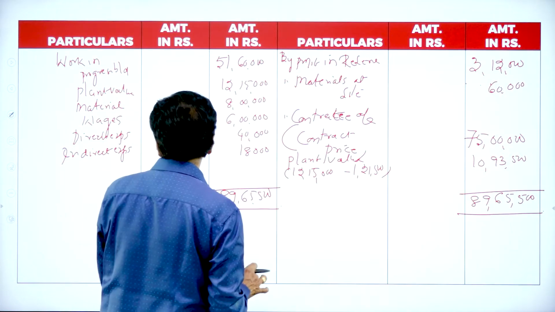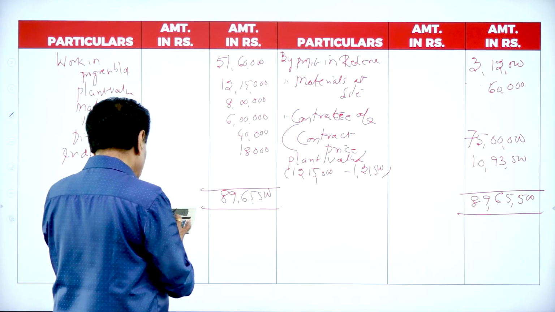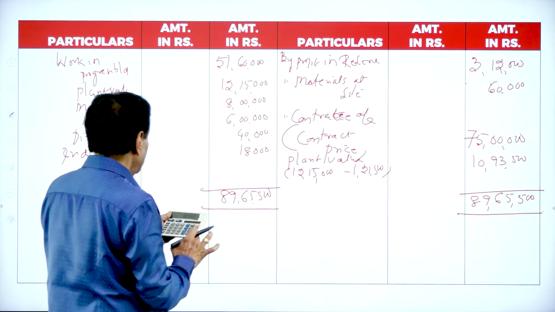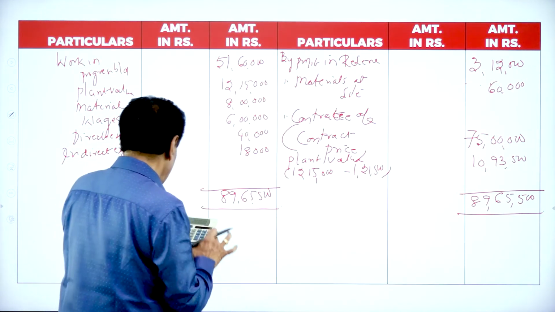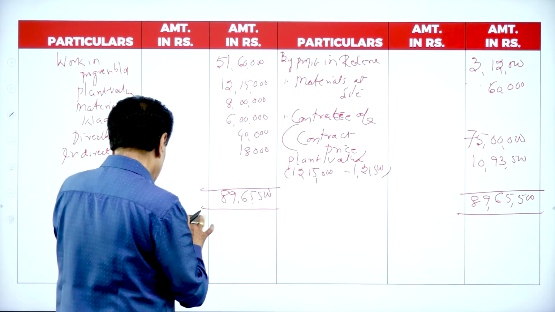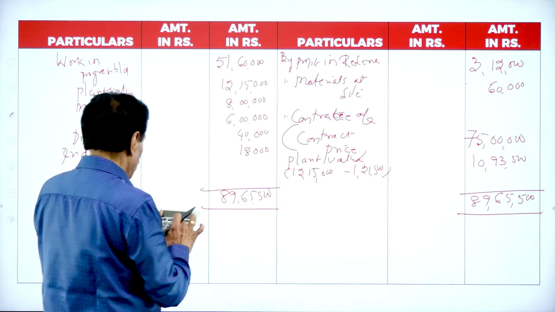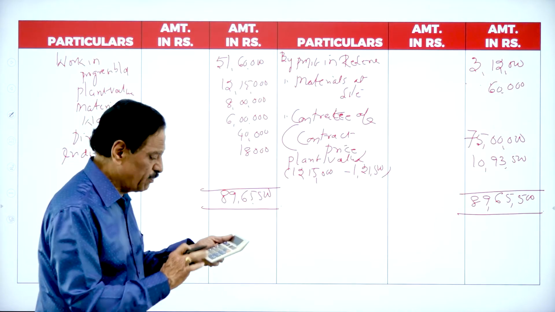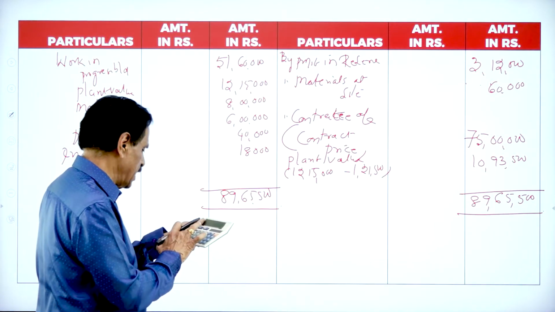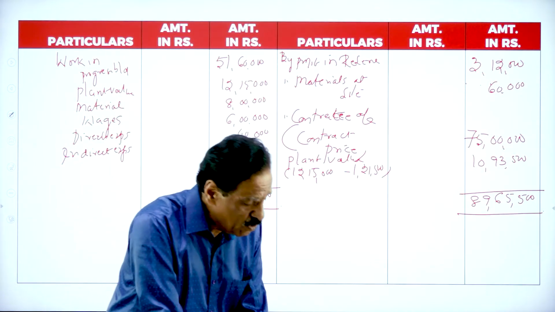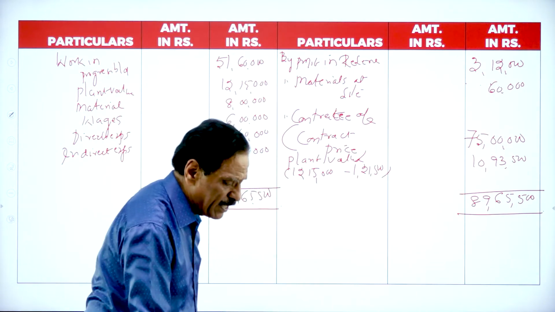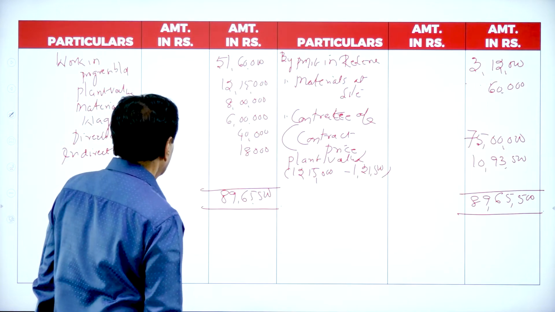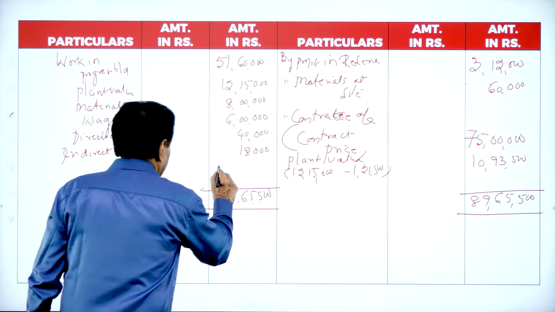So deduct: 89 lakh 65,500 minus 51 lakh 60,000, minus 12 lakh 15,000, minus 8 lakh, minus 6 lakh, minus 40,000, minus 40,000, minus 18,000. Deduct this, the difference will come 10 lakh 52,500.